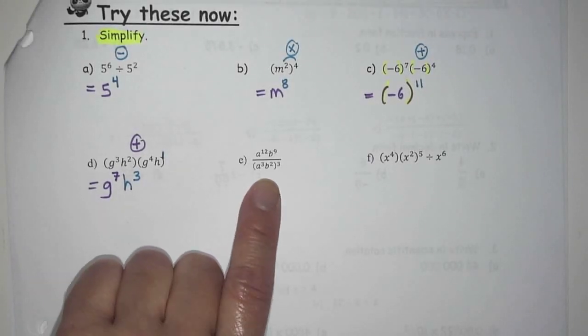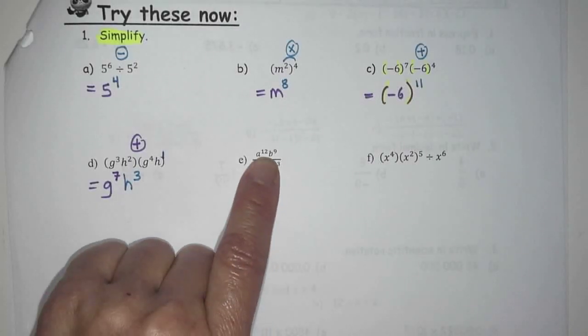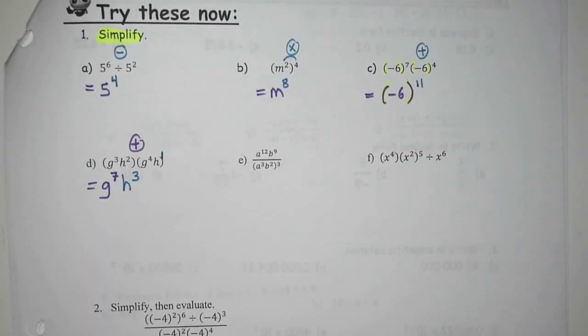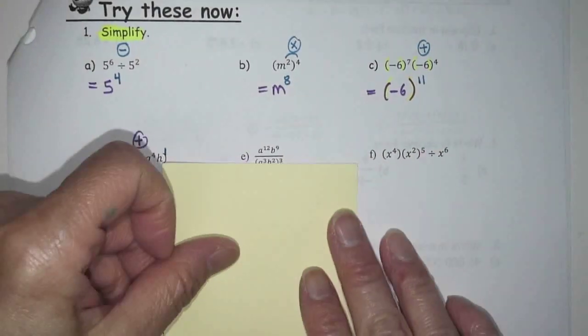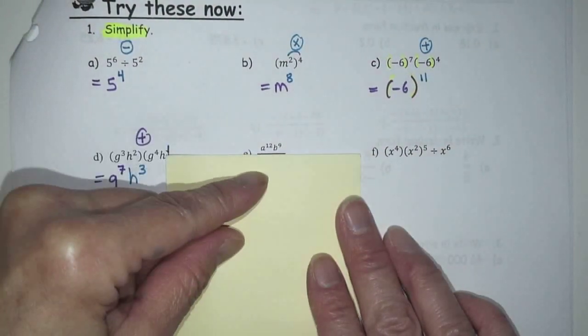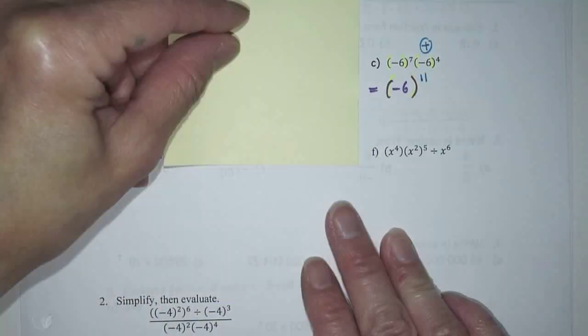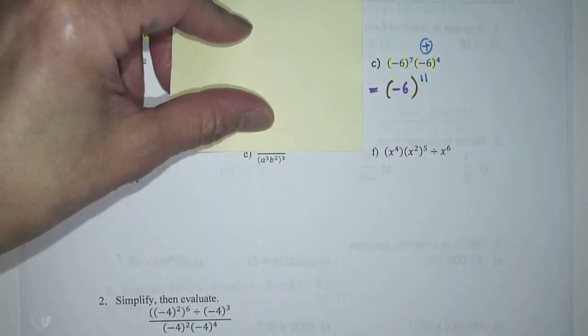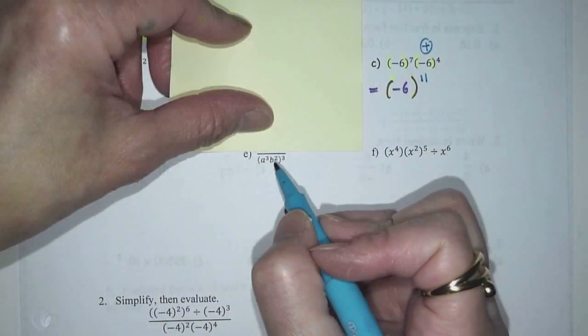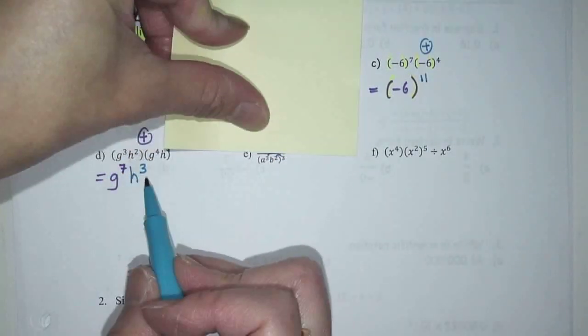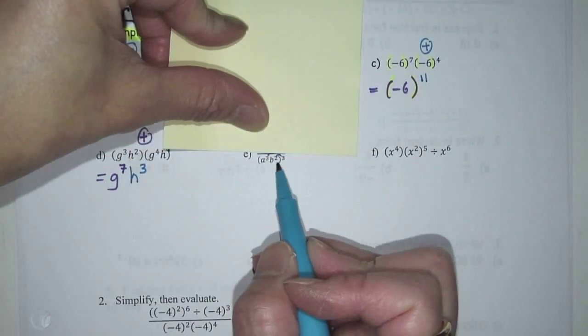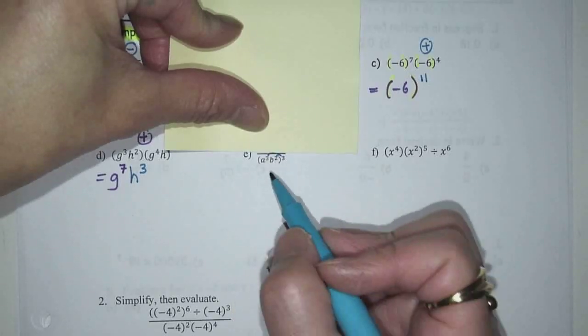Here, I have more than one thing happening, so there's a numerator and a denominator. I always say cover up the numerator and denominator, do them like separate questions. So the numerator, there's nothing to do. There's an a to the 12 and b to the 9. But the denominator, I have a power to a power rule. So that means both of these, just like what we did here, both of them get a power of 3.